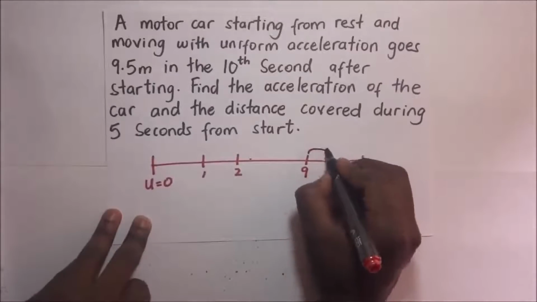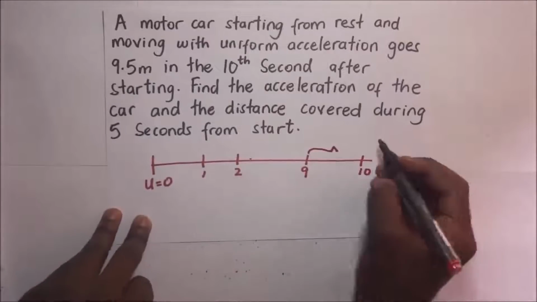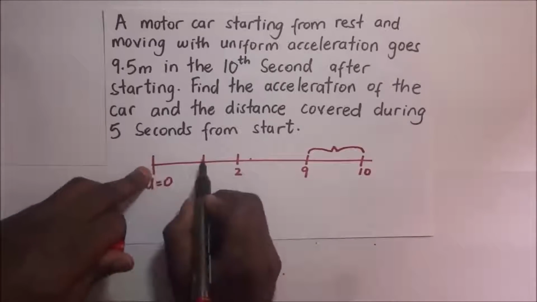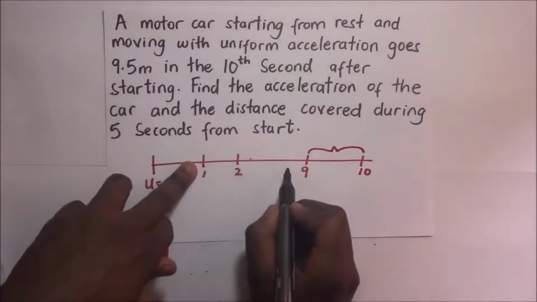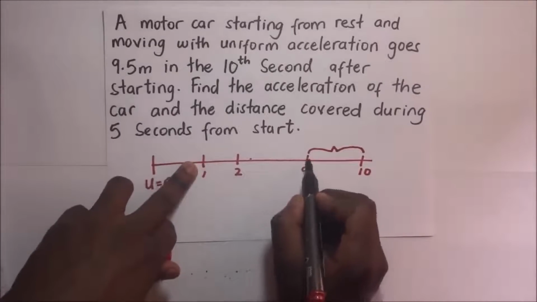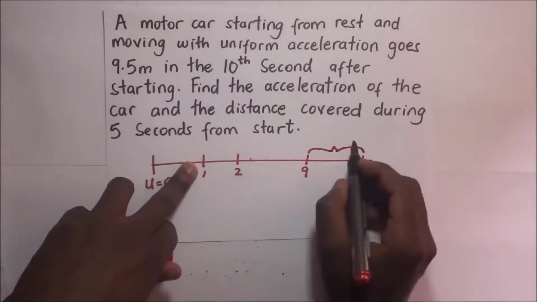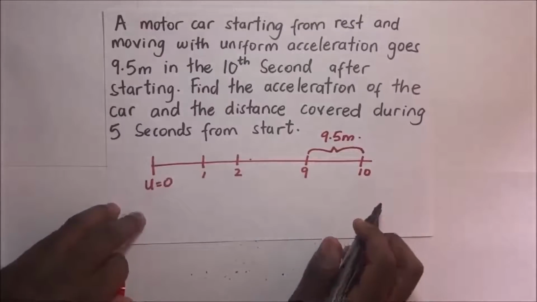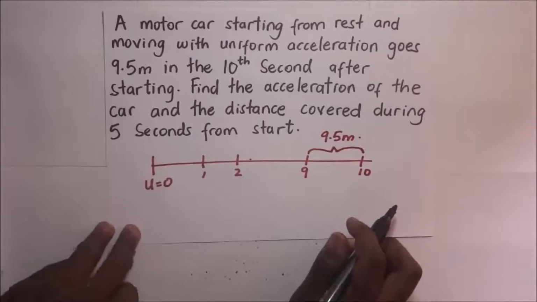So it's telling us that it goes 9.5 meters in the 10th second. So it means that between the 9th, between there and there, this is the 10th, because from this is the first, the second, the third, the fourth, the fifth, the sixth, the seventh, the eighth, the 9th. Then the 10th second, it goes 9.5 meters in the 10th second after starting. Find the acceleration of the car.